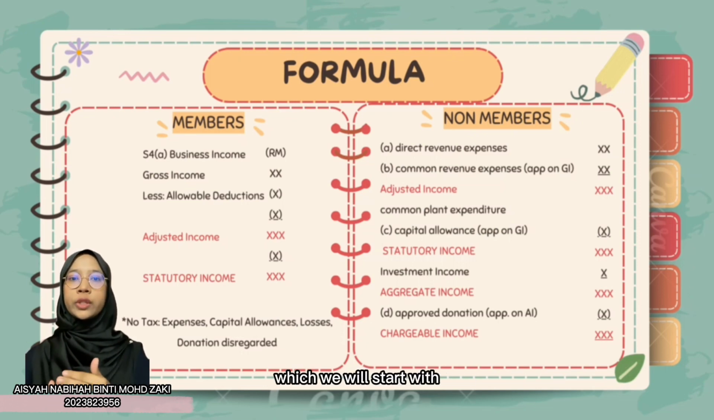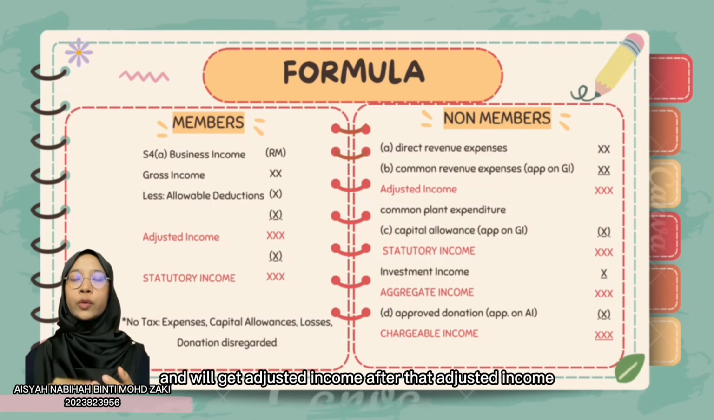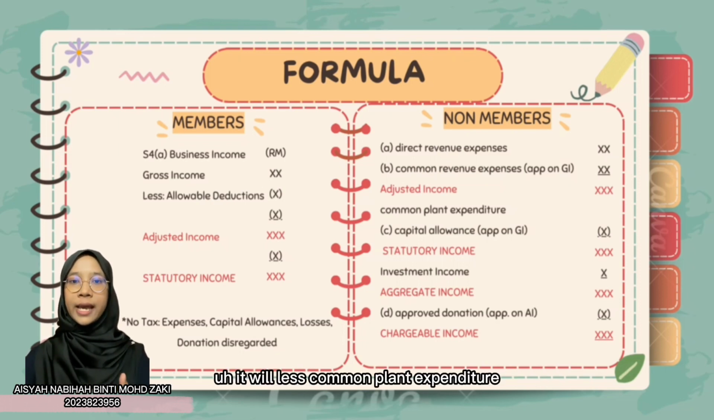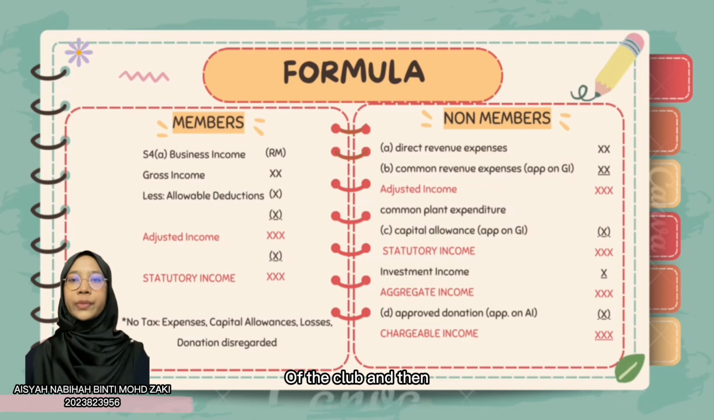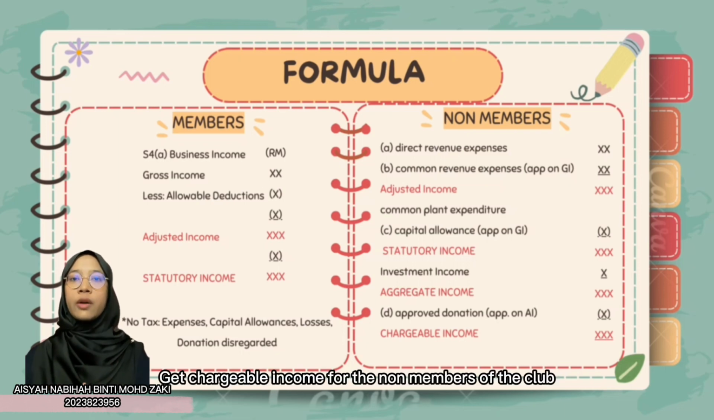For the non-members formula, we start with direct revenue expenses added with the common revenue expenses, which will be apportioned on gross income, and we get the adjusted income. After the adjusted income, we less the common capital expenditure, which is the capital allowances, apportioned on gross income, and finally we get the statutory income of the club. It is then added with the investment income, and finally we get the aggregate income. From the aggregate income, we deduct the approved donation, which is apportioned on 10% of aggregate income, and we get the chargeable income for the non-members of the club.